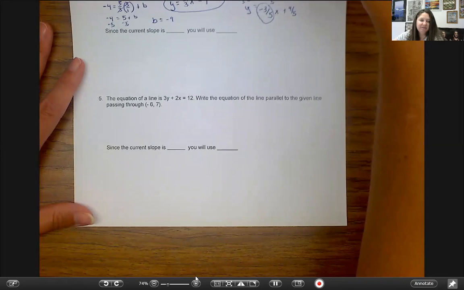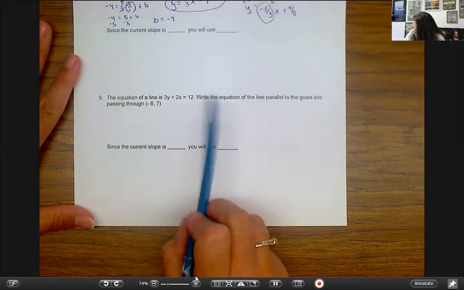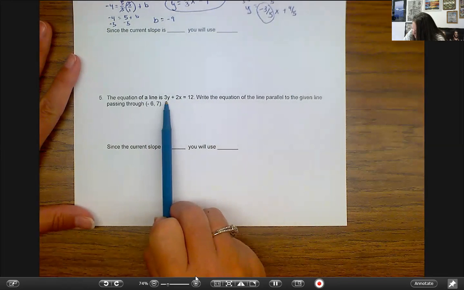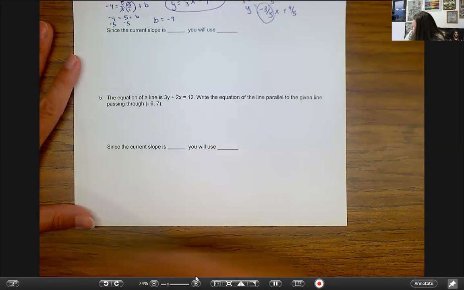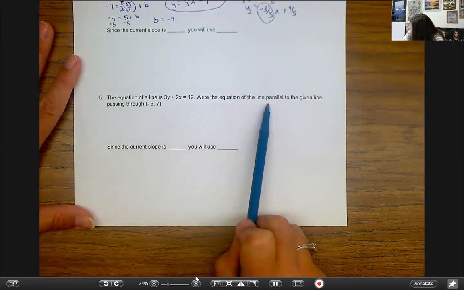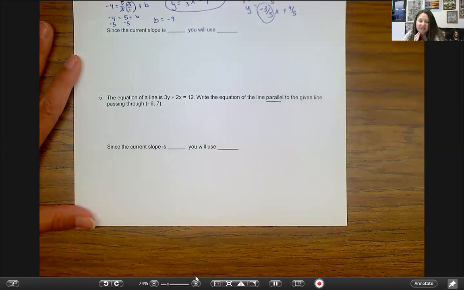All right, so same thing with number 5 here. The equation of this line was 3y plus 2x equals 12. So just be careful with the order in which those variables were given there. That's not quite standard form. And write the equation of the line that runs parallel to this situation.